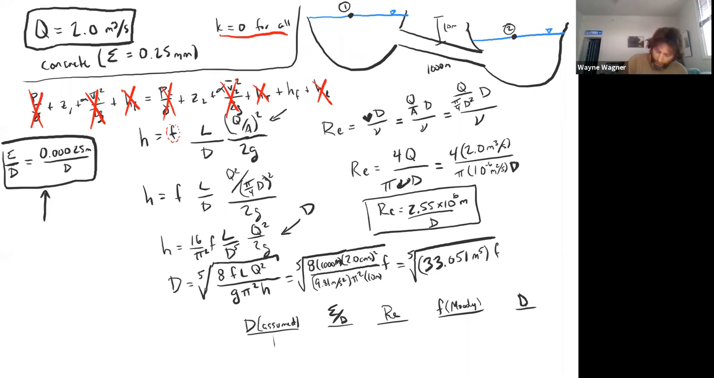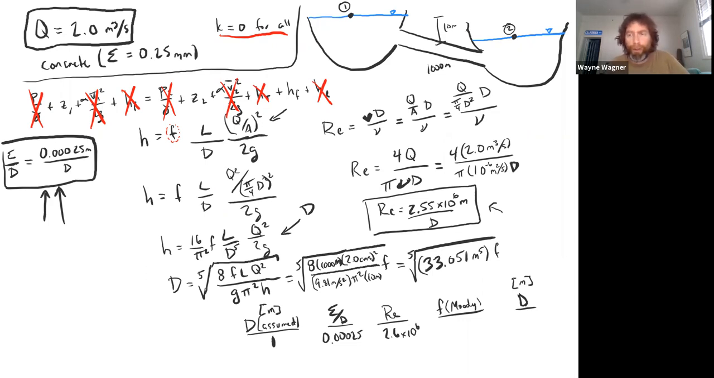I'm going to go ahead and put the units above it. Meters, unitless, unitless, unitless, meters. Okay, so then we just do 1. And so we solve this equation right here. We get 0.00025. We do our Reynolds number. We get 2.6 times 10 to the 6th. Okay, go ahead and do the Moody.